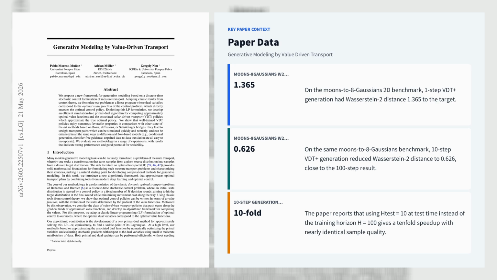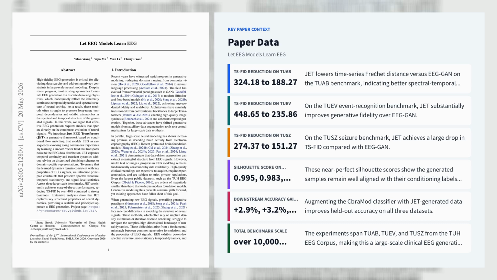On MNIST, the same framework handled paired deblurring, unpaired MNIST to MNIST translation, reverse generation, and classifier-free guidance, showing that OT-style straight path geometry can support conditional and bidirectional generation within one unified control-based model. Let's explore the second paper, Let EEG Models Learn EEG.